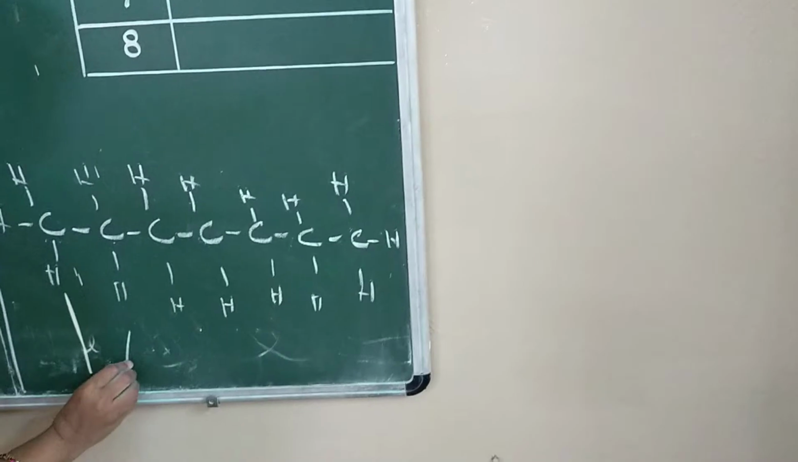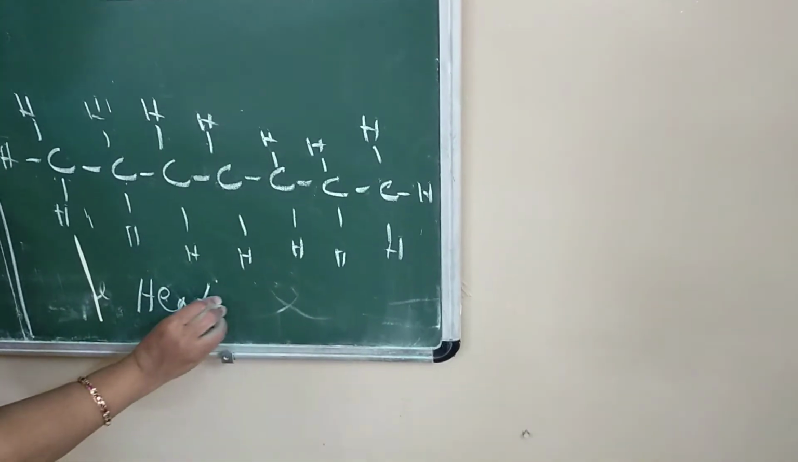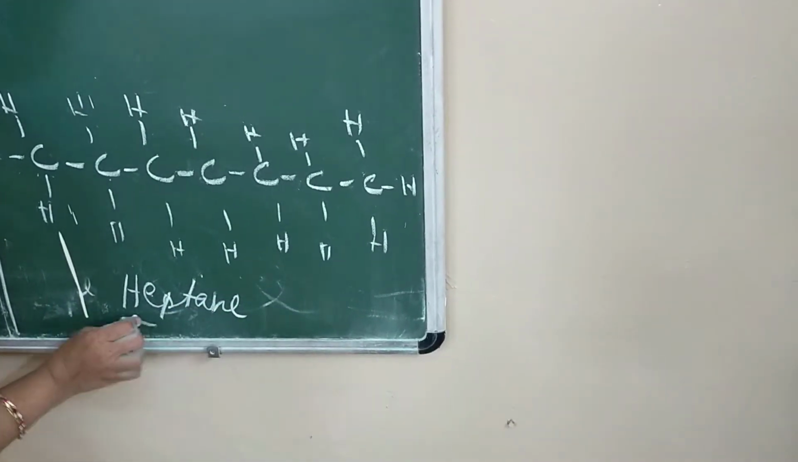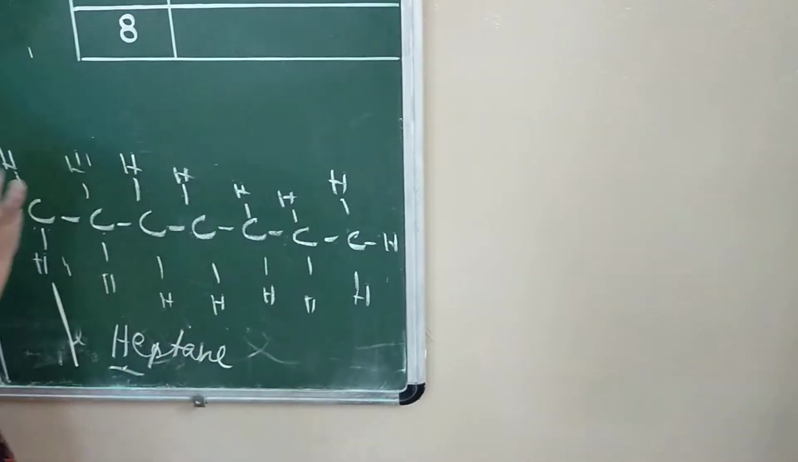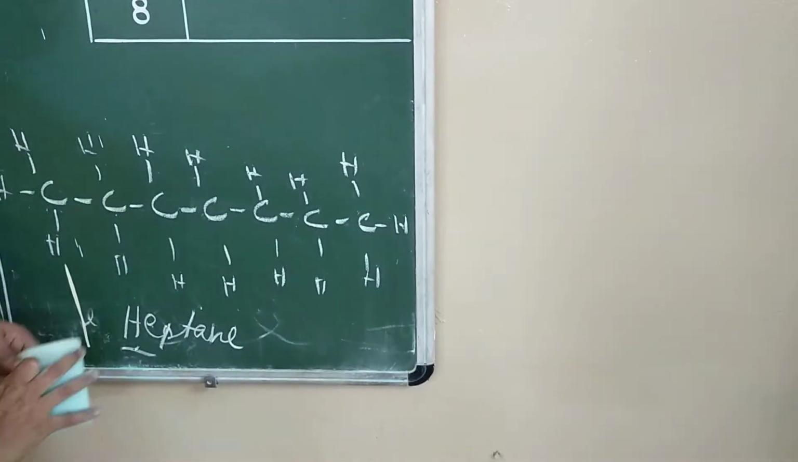What is the name? Heptane. Heptane means 7 carbon atoms. All the 7 carbons are there in a straight line. Now look at here.